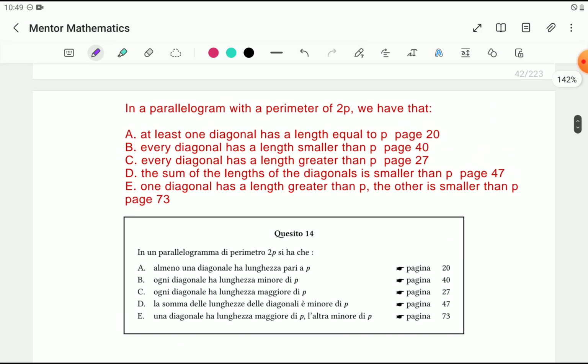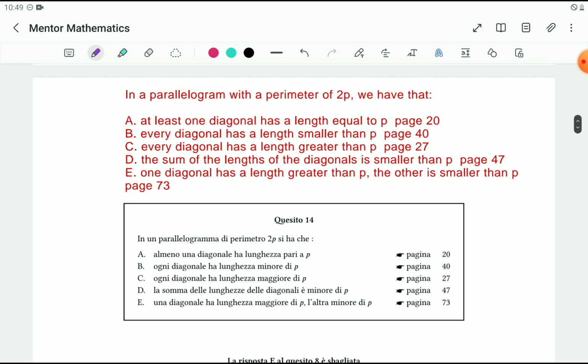Now we'll go to the next problem. In a parallelogram with a perimeter of 2p, we have that at least one diagonal has a length equal to p. Every diagonal has a length smaller than p. So p is actually half of the total perimeter.